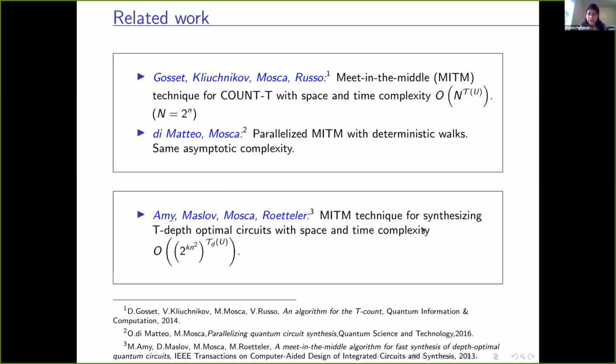This same MITM technique was used by Amy, Maslov, Mosca, and Roetteler for synthesizing T-depth optimal circuits with space and time complexity 2 to the power k n squared to the power the T-depth of U. So here, the small n is the number of qubits.